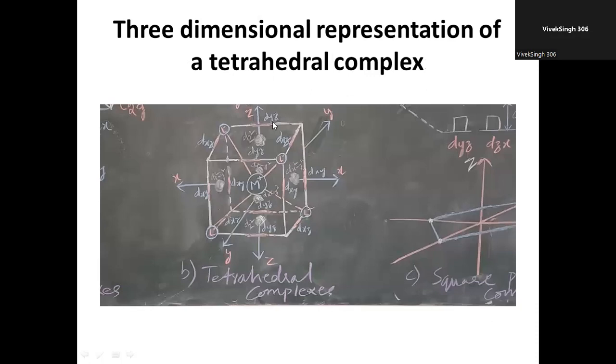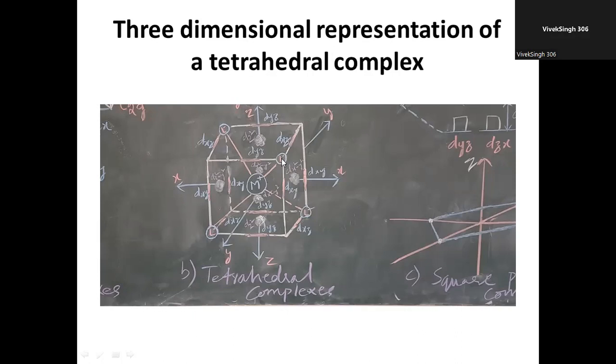Here I have drawn this on the board, and I have taken a picture of a tetrahedral complex. We are able to see the cube here, and the central metal ion is present, and L minus is nothing but the ligands present along the alternate corners of the cube. This is the z-axis going up, this is the x-axis going to this side, and this is the y-axis coming towards us and going back like this.